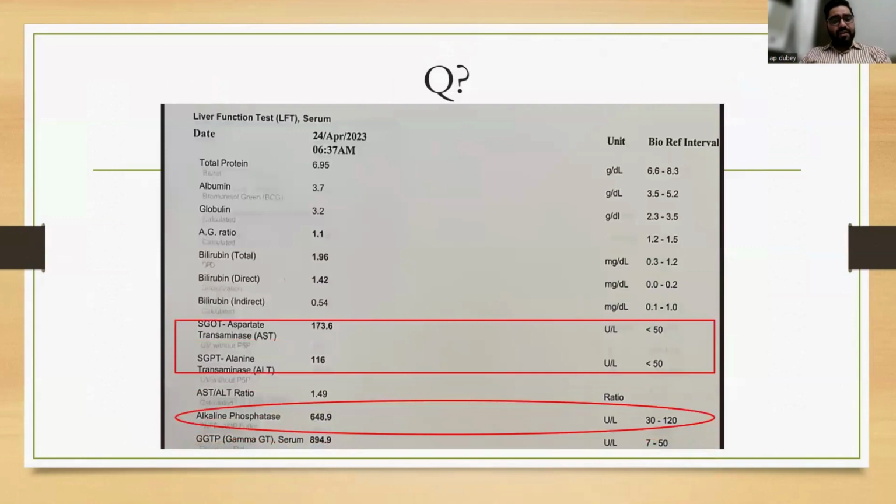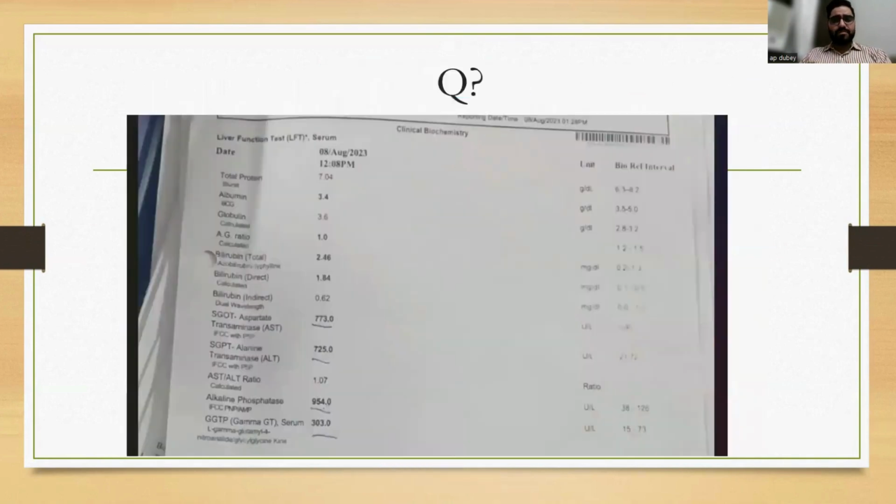Now, coming to this, here you can see that again, both aminotransferases, that is hepatocellular markers, as well as cholestatic markers, alkaline phosphatase, are raised. But you can see that the predominant raise is of alkaline phosphatase because it is more than 5 times the upper limit of normal, whereas AST, ALT are just around 3 times the upper limit of normal. So we'll again consider it as the cholestatic injury or cholestatic jaundice.